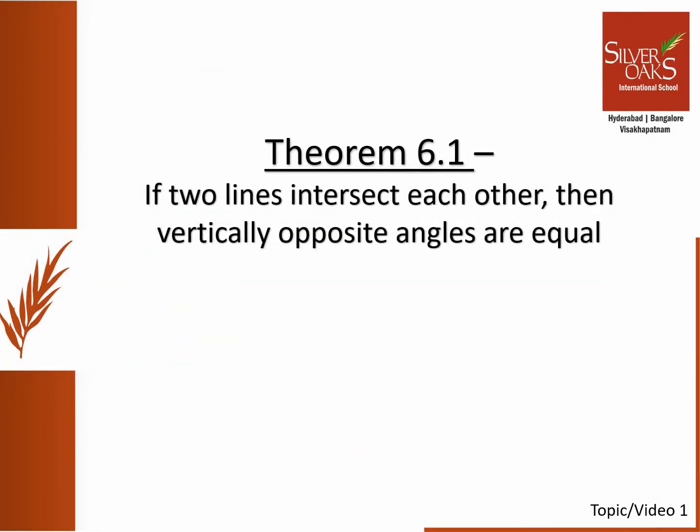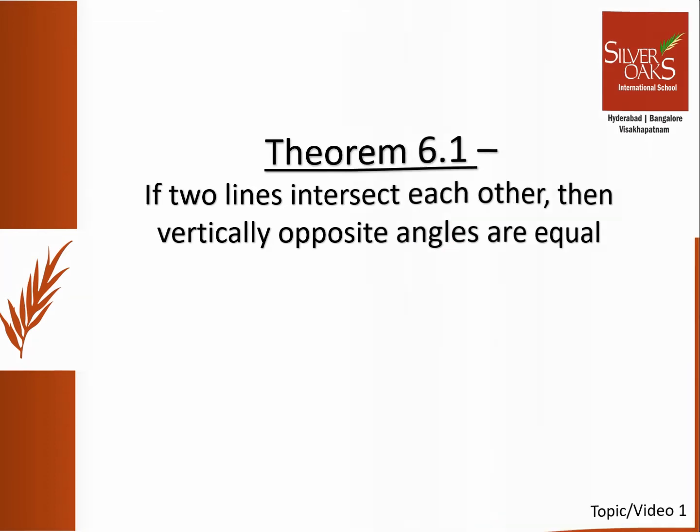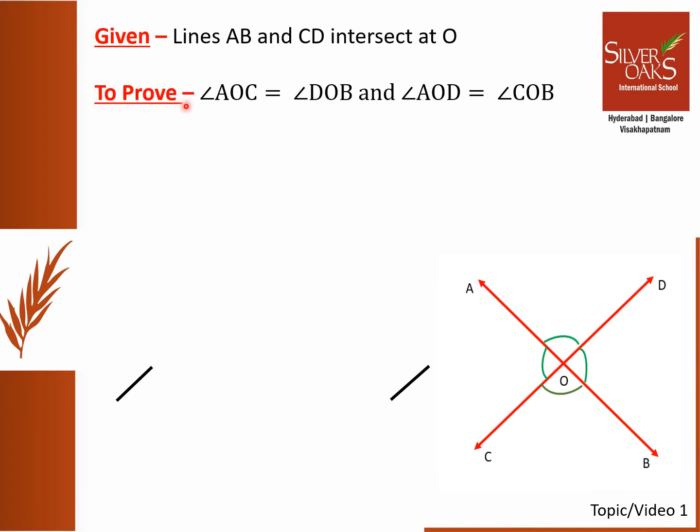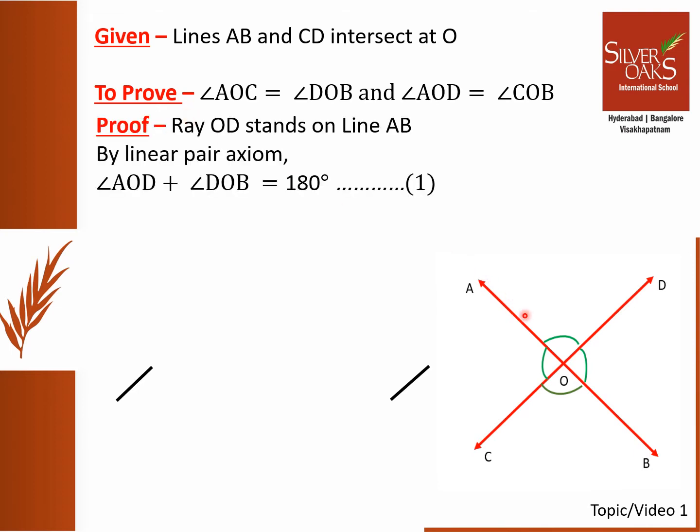Let's start with theorem 6.1. The statement: if two lines intersect each other, then the vertically opposite angles are equal. In geometry, we follow the pattern of what is given to us, what we are supposed to prove, and the proof. And also we have to draw the figure. You all will draw the figure on the right side of your journal.